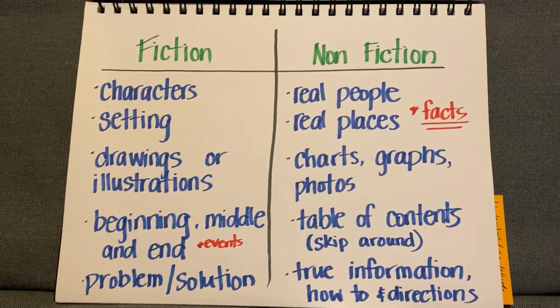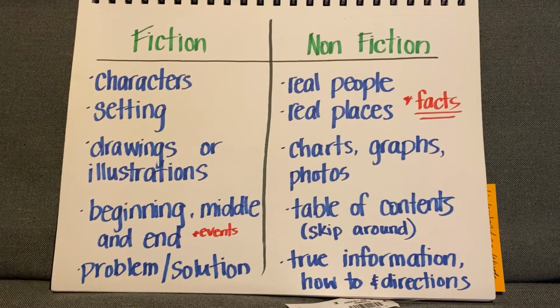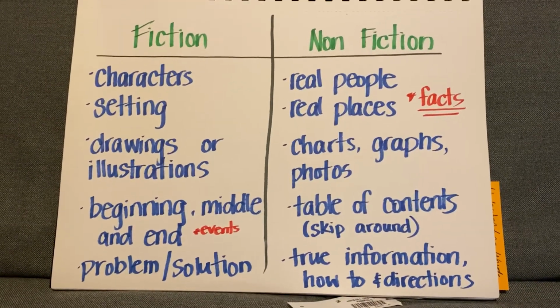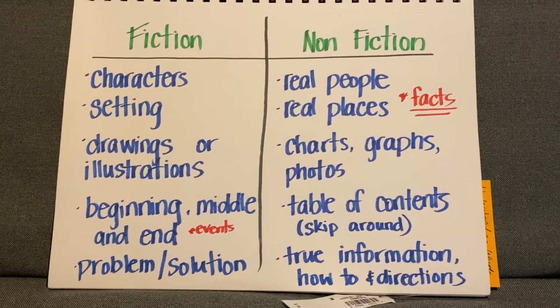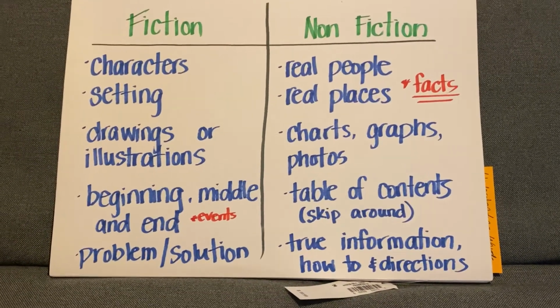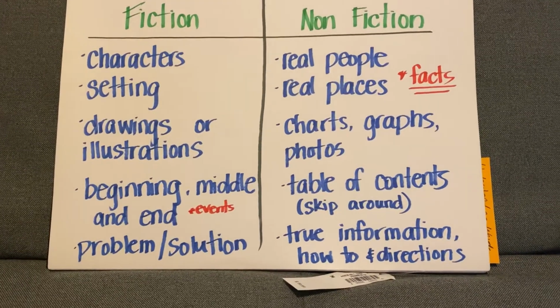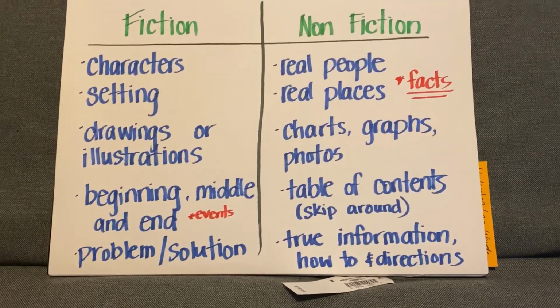Nonfiction text will use charts, graphs, and photographs to explain the information it is telling you about. Fiction texts are stories that have a beginning, middle, and end and must be read in order. But nonfiction texts use the table of contents to help you find what you want to read and know about, allowing you to skip around to find information.